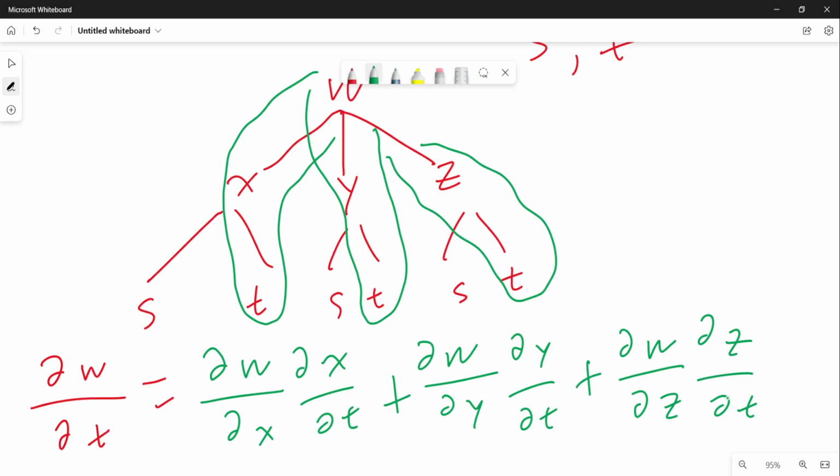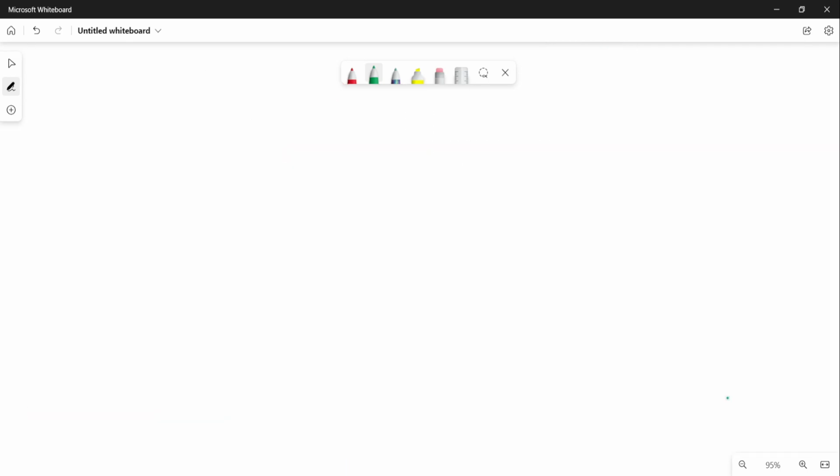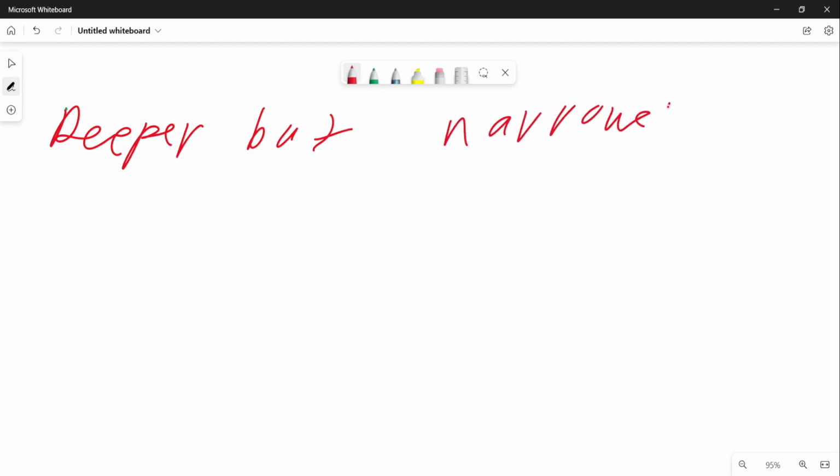So that's when you have 3 different variables, or really 6 different tracks you could take here. So you just have to combine them in a way that gets you what you want. We could have one that's, let's say, deeper but narrower. This is not a technical term or anything, but imagine this.